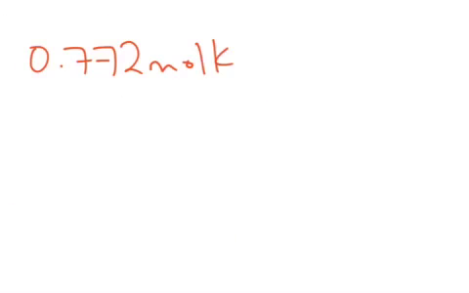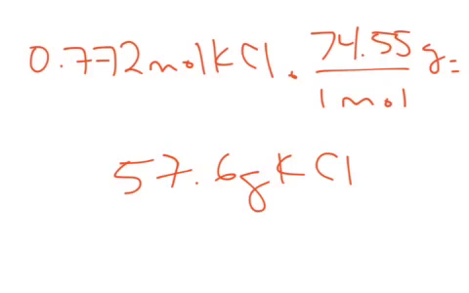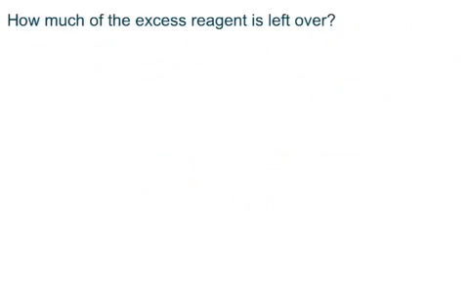So we need to take that to the next step, 0.772 moles of KCl, to get the final answer for theoretical yield. We're going to turn that into mass by multiplying by the molar mass, which is 74.55. So our theoretical yield of KCl is going to be 57.6 grams. That's part one.